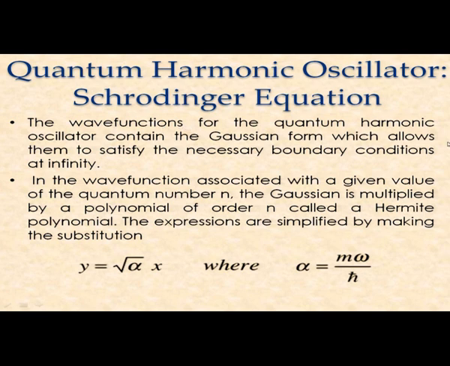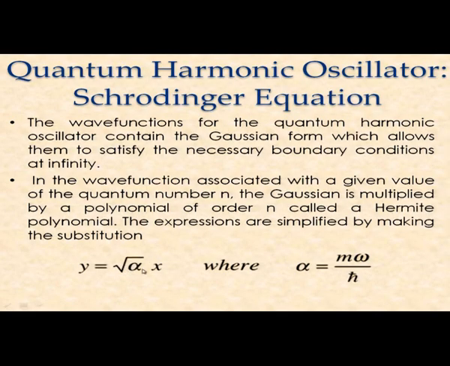The wave functions for the quantum harmonic oscillator contain the Gaussian form, which allows them to satisfy the necessary boundary conditions at infinity. In the wave function associated with a given value of the quantum number n, the Gaussian is multiplied by a polynomial of order n. A polynomial is a mathematical entity used in mathematical physics; the polynomial of order n is called a Hermite polynomial.